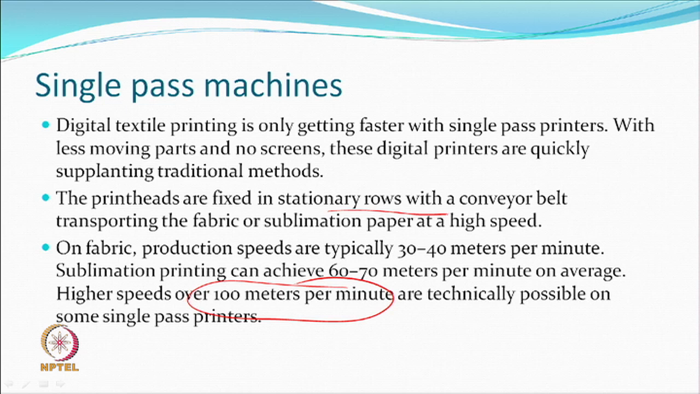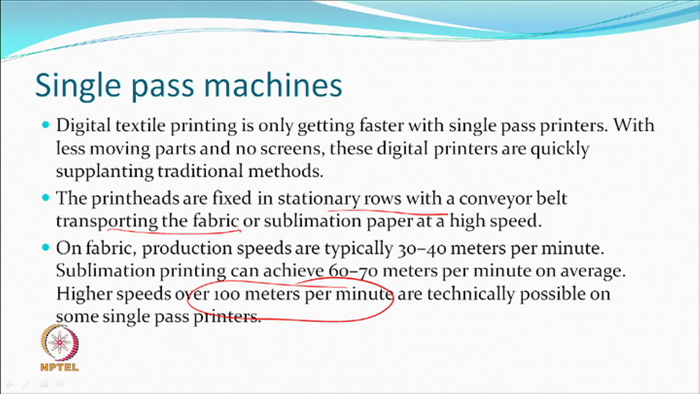The conveyor belt is transporting the fabric, which it was anyway doing in the other case also, either to print fabric or sublimation paper for transfer printing purposes. So the same machines can be used for transfer printing, and the same machines can be used for printing fabric directly, but obviously the inks are going to be different. And so there are fewer moving parts in this digital printing.